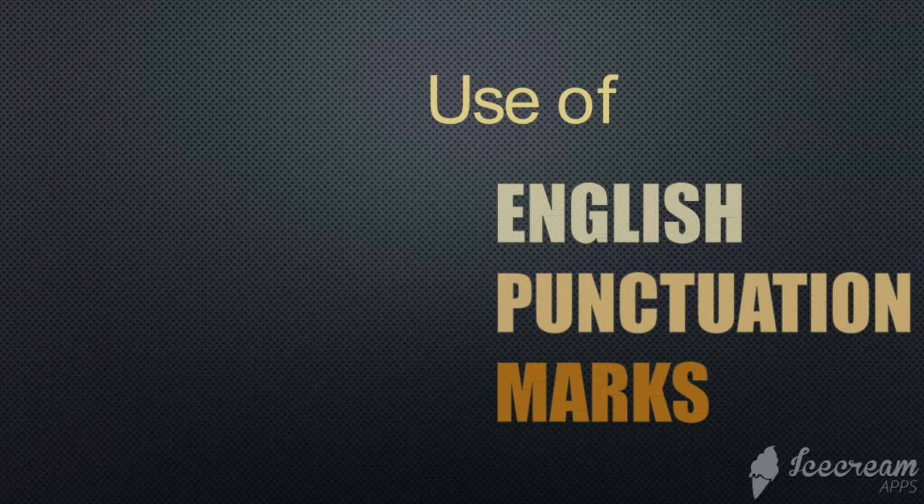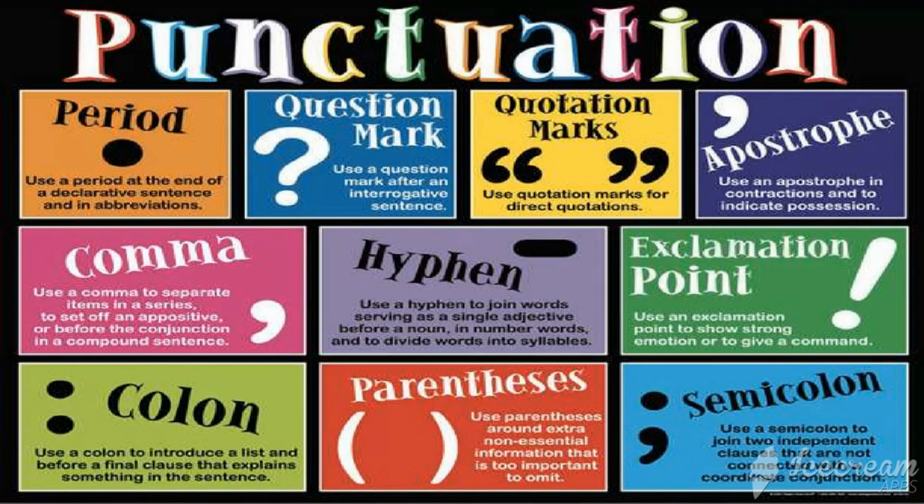Now let's start our discussion. What are punctuations? In the English language, punctuations are the rules used to punctuate text so that the text can be more meaningful. There are many types of punctuations, but here we shall discuss some of the most important ones.